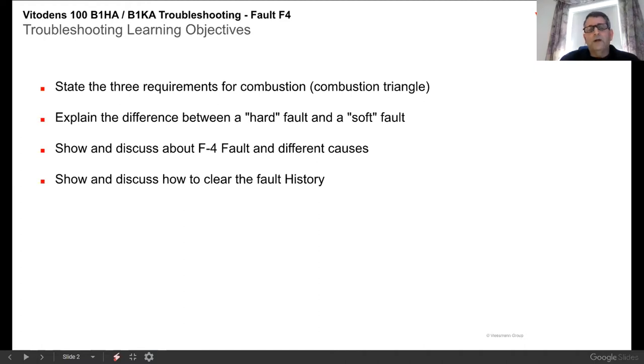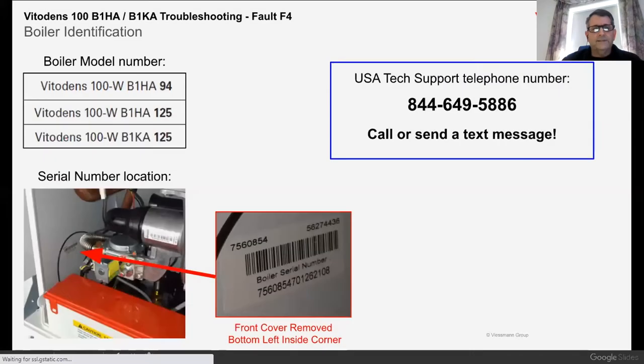So we're going to talk about all the different causes of an F4 fault. A lot of times when you go to the fault code check, it's going to point you in the right direction of what to look for. What I've seen on F4, there are a couple of causes and I'm going to cover all of them, though some cause it more than others. And then at the end, we'll talk about clearing the fault history on the boiler itself. So we'll get started here.